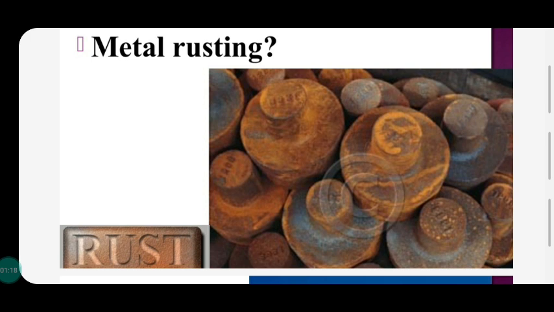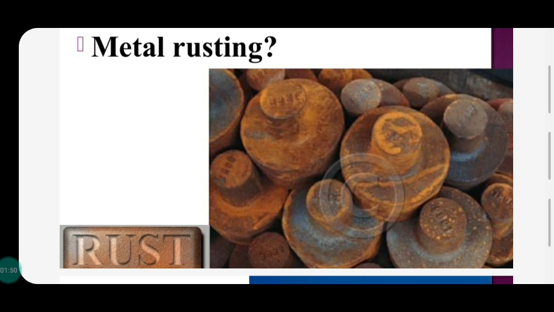R-U-S-T, rust. So metal rusting, what type of change is it? Here, when metal is exposed in the open, a brown coating is formed, that is the oxide of that particular metal. The metal oxide gets coated over the metal. So it is a new substance. Thus, metal rusting is a chemical change.